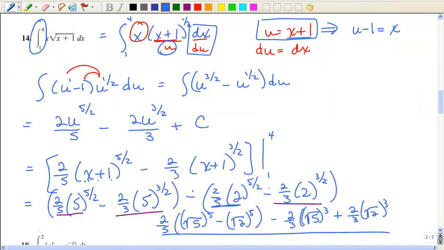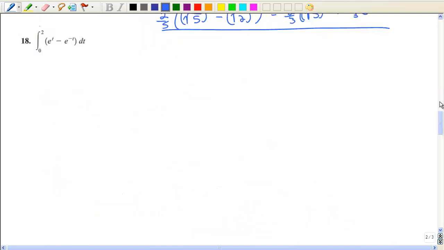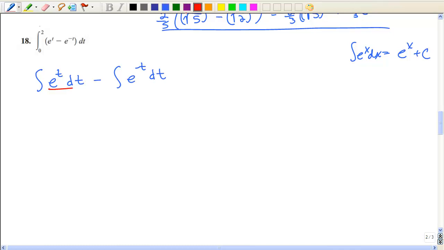The complicated thing about this problem, besides the ugly answer, is this little trick right here, knowing that you've got this extra x, and what do you have to do with it? Oh wow, we've got some e's. Let's just remember that the integral of e to the x dx is just e to the x plus c. So that's pretty easy. So if I rewrite this as e to the t dt minus the integral of e to the negative t dt, this one just fits our straight formula. This one we've got to do some u substitution.